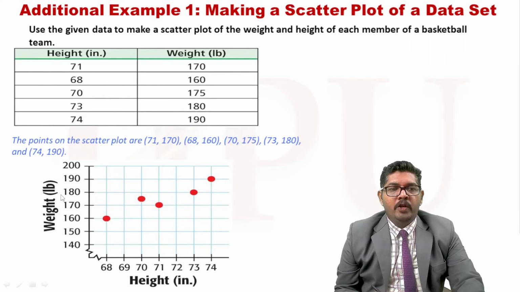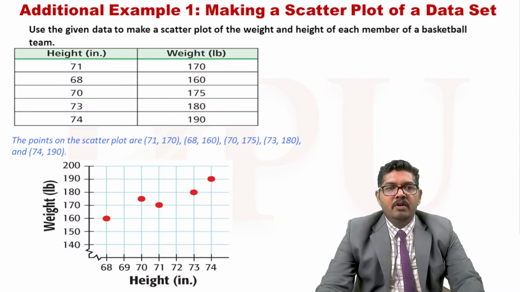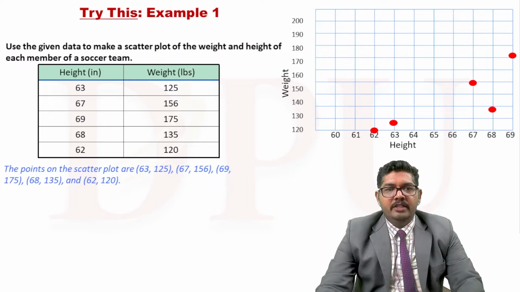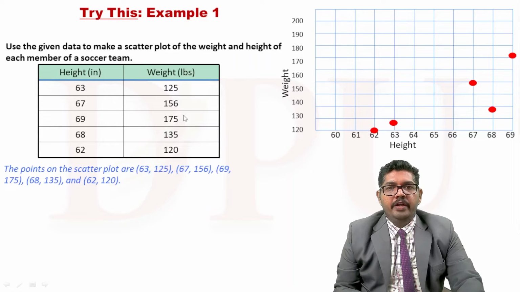We take weight on the y-axis and height on the x-axis, and when we plot the weight against height, we get a scatter diagram like this. This is how we can draw a scatter plot. It continues. We have height in inches and weight in pounds. We have some pairs, 63, 125. This is another diagram. These values are different, and these values are different. So again we get a scatter diagram like this when we plot height against weight.